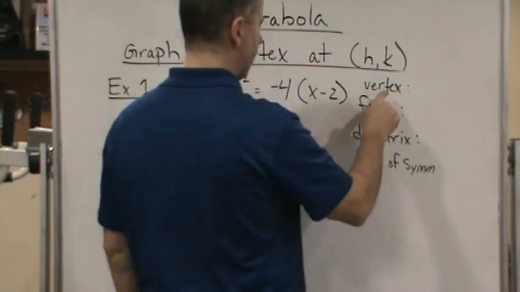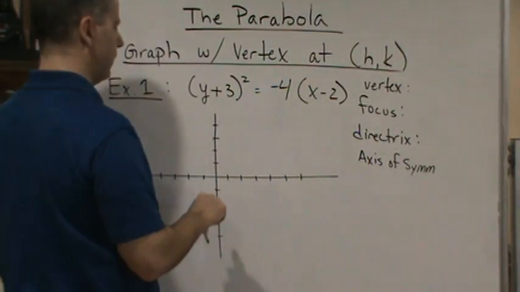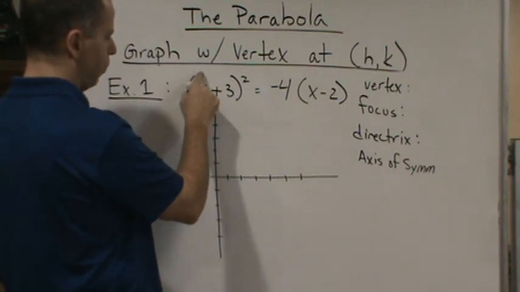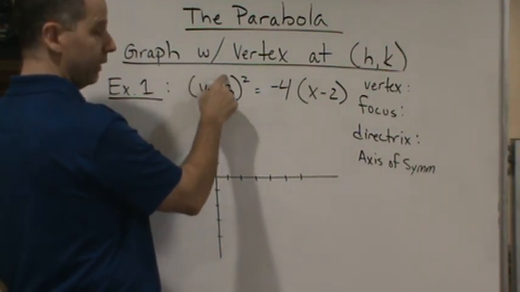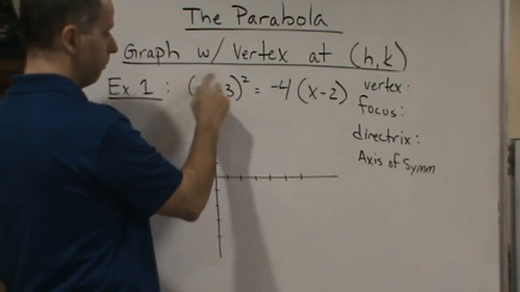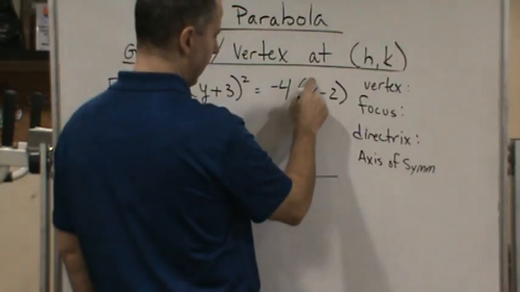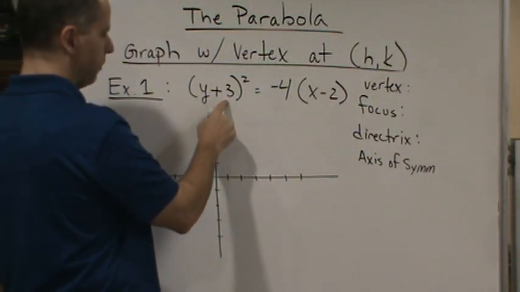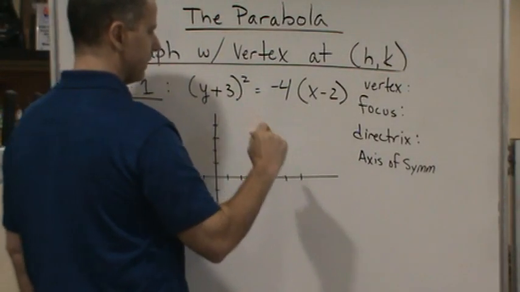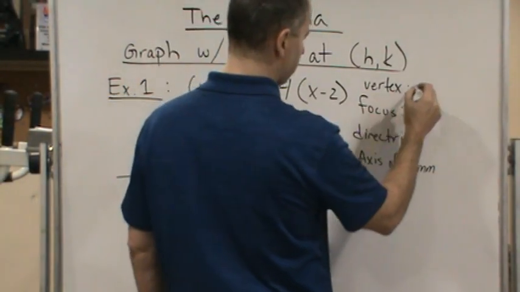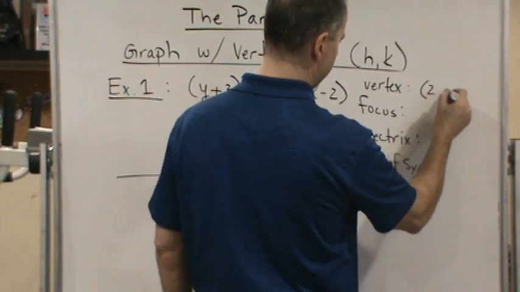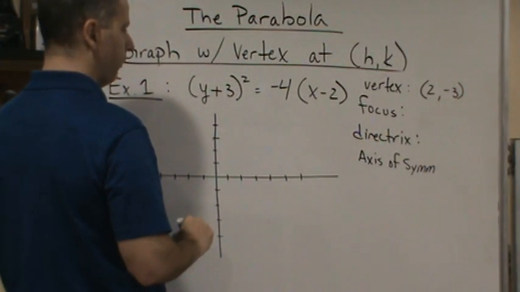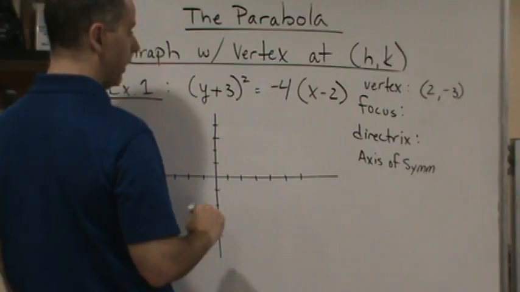So for the vertex, let's start with that. Now be careful because of the plus sign. Remember, it's y minus k, and this is x minus h. So here, k is -3 and x, or h, is 2. So the vertex is going to be 2, -3.